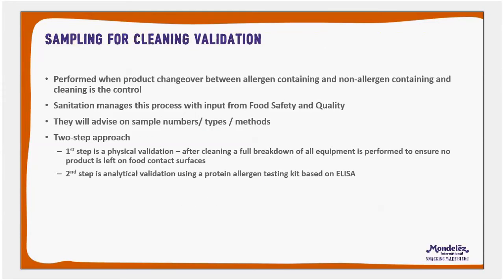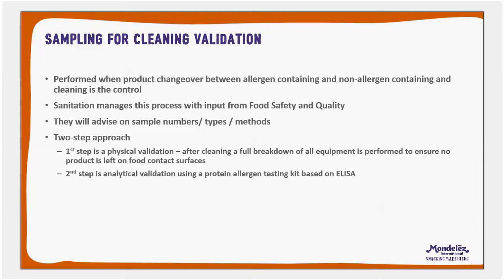When we're thinking about cleaning validation and how you're going to take samples for that, then clearly sampling and testing is going to be important. This is going to happen when you change over between products that contain an allergen and then the next product does not contain the same allergen or maybe contains no allergens. And where you've identified in the risk assessment that cleaning is the control, then you are certainly going to have to be doing some sampling to demonstrate how effective the cleaning is.